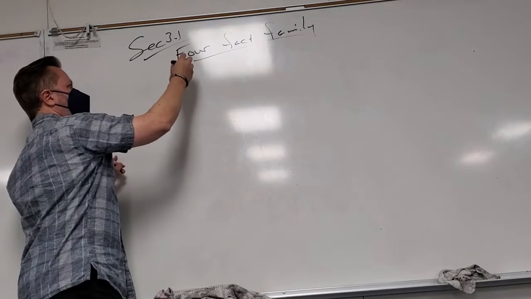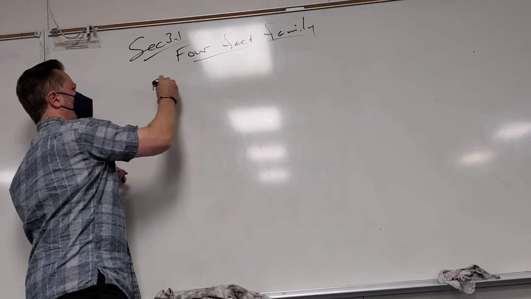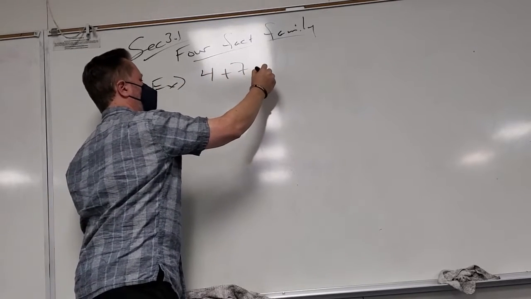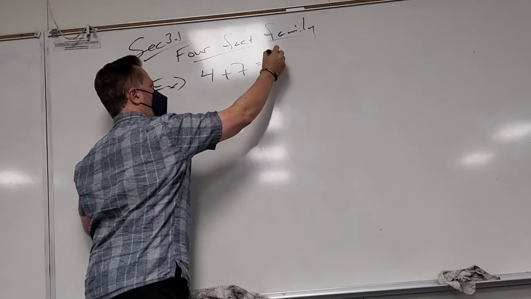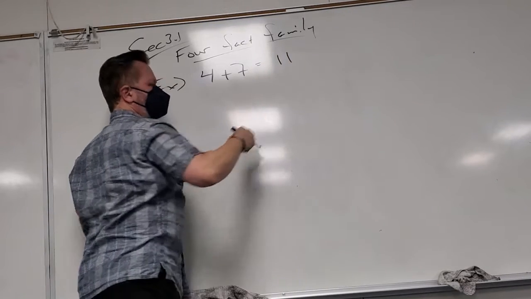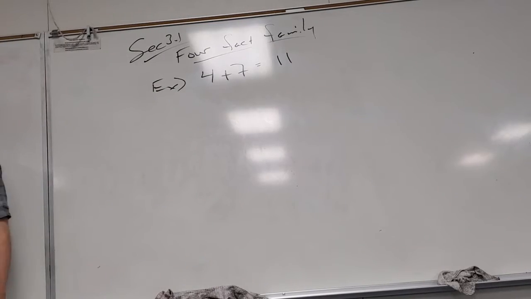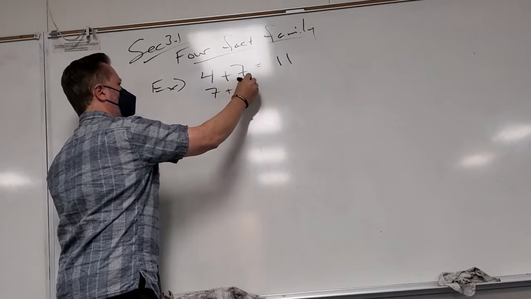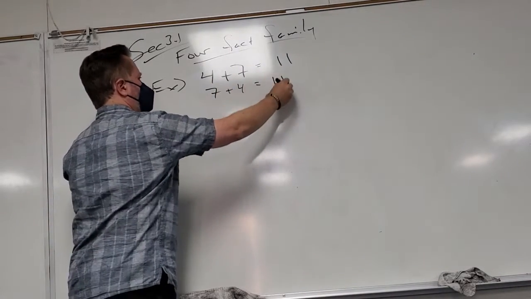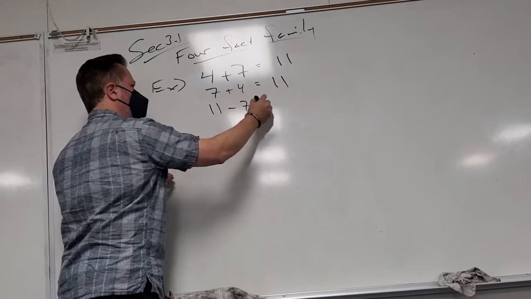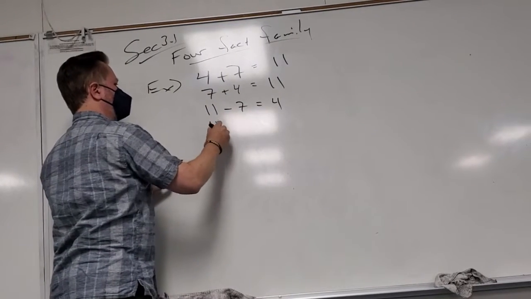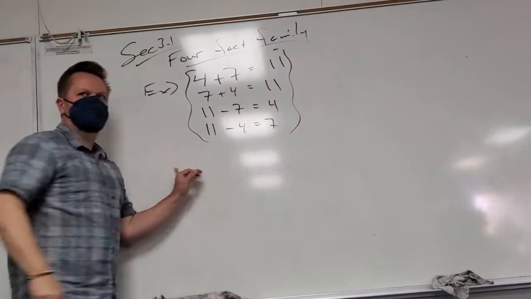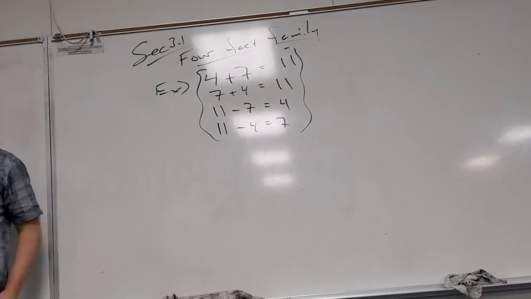So, 4-fact family. Let me give an easy example. What is 4 plus 7? 11. And therefore, what is 7 plus 4? Without doing any thought? 11. Therefore, what is 11 minus 7? 4. And therefore, what is 11 minus 4? 7. 4 facts. If you know any one of them, you know all the other ones.